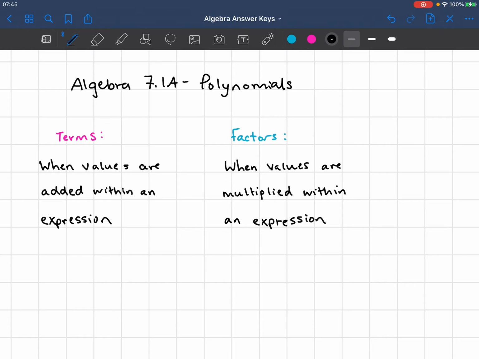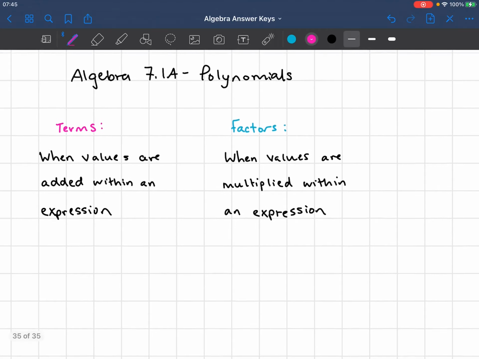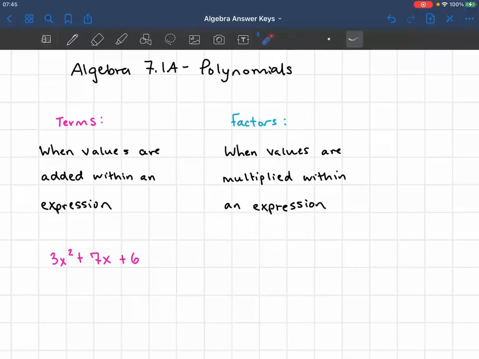So we'll start out with terms and factors. Terms are when values are added within an expression, whereas factors are when values are multiplied within an expression. An example of terms would be this: 3x squared plus 7x plus 6. In this case, 3x squared is a term, 7x is a term, and 6 is a term.